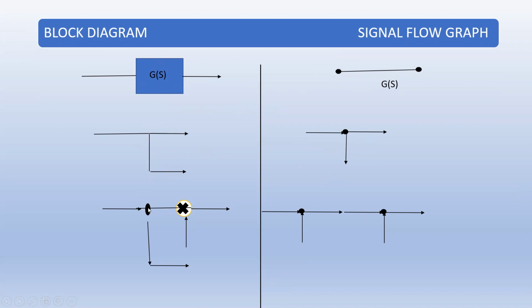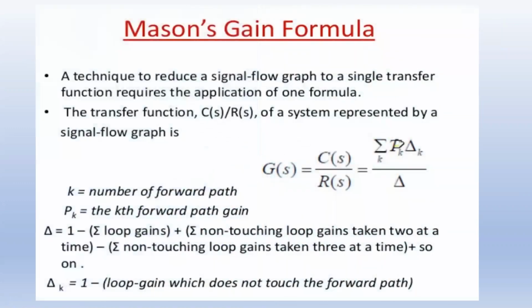And if we have a takeoff point here, and after that we have a summing point, then we can represent that takeoff point as a node and this summing point as another node. Based on the flow of the signal, the same as in the block diagram, we can represent the flow of these signals in the signal flow graph. This is how we can convert the block diagram into a signal flow graph.